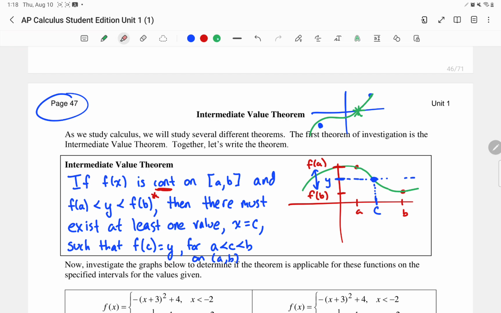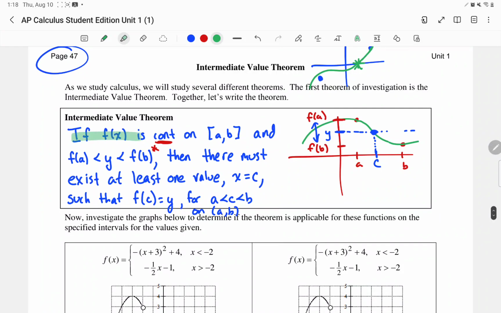So if you have a highlighter, you could go ahead and highlight this. This is our if condition, so this must be true. If f of x is continuous, right? And the big thing here again is that word continuous. That's the big one. So if f of x is continuous on that closed interval from a to b, and the second part is if there's some y value that's in between my two endpoints. Again, it doesn't matter if the first endpoint is bigger or the second is bigger. It's basically saying there's some new value that's in between our endpoints.